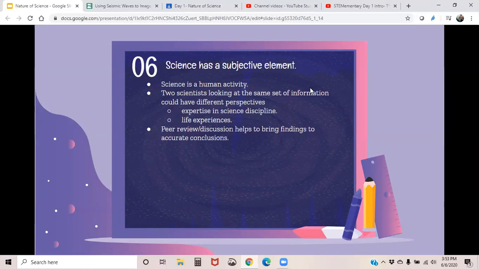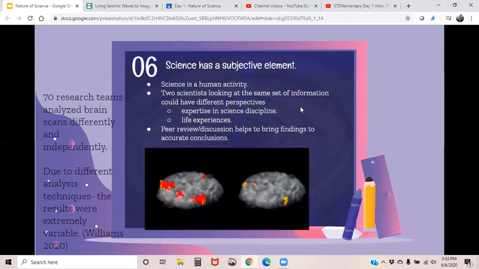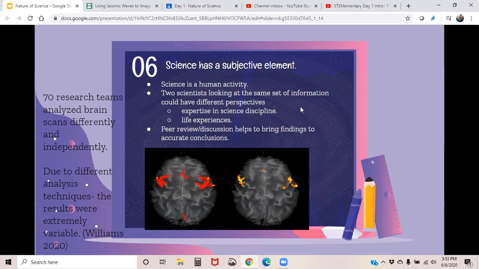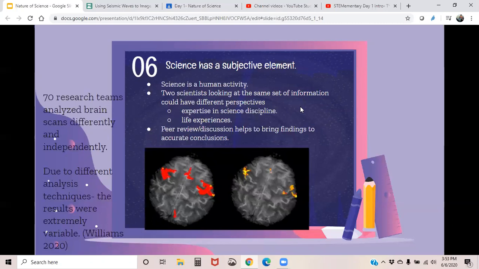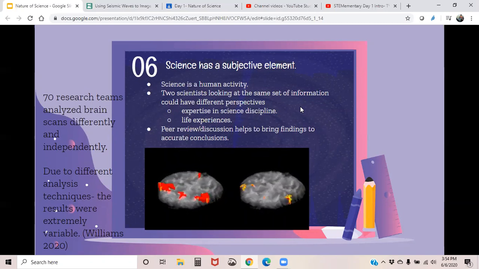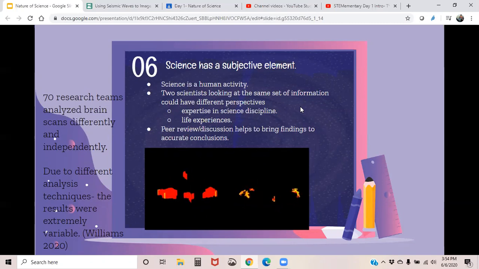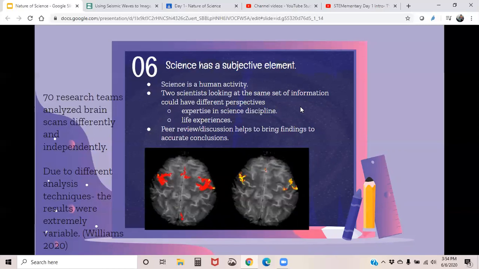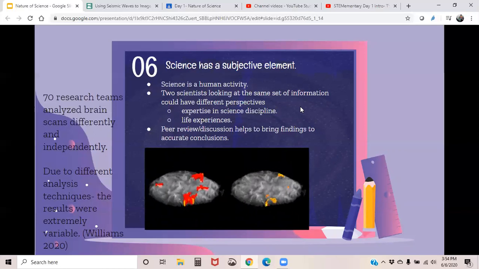You can also look at the results of an experiment or even just a study and get two different opinions based upon the information that's in front of you. One particular example of this is when 70 research teams spread out all across the globe, independent from one another, analyzed brain scans, and they each went about analyzing the brain scans through a different procedure. Due to their different analysis techniques, they got extremely variable results on what those brain scans meant in patients. You can see easily why we peer review things and why we have discussions in science, because that helps us get closer to more accurate conclusions.